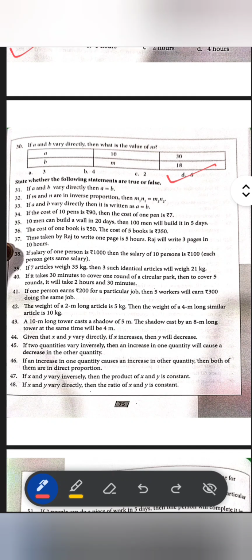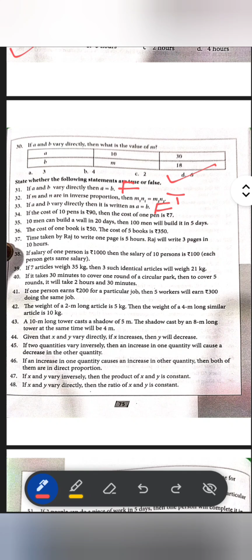Come to the state whether the following statements are true or false. If A and B vary directly, then A is equal to B? No. It is A by B is equal to constant. If M and N are in inverse proportion, M1 N1 is equal to M2 N2. Yes, that is correct. Their product is constant. If A and B vary directly, then it is written as A is equal to B. Again the same question came, so this one is false.